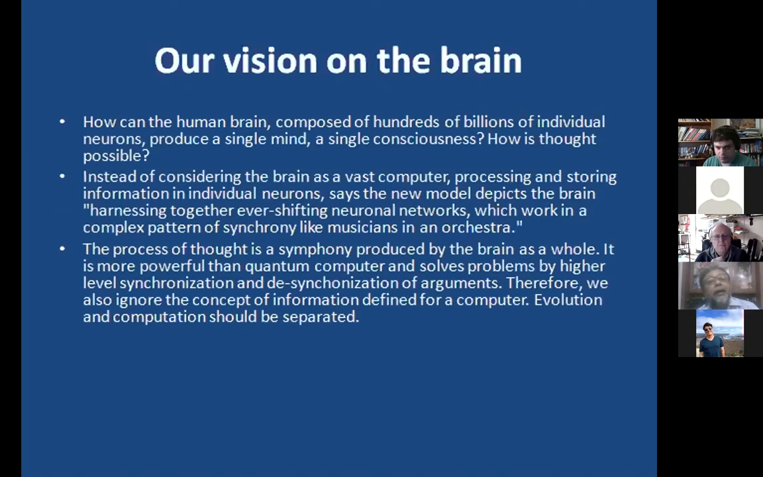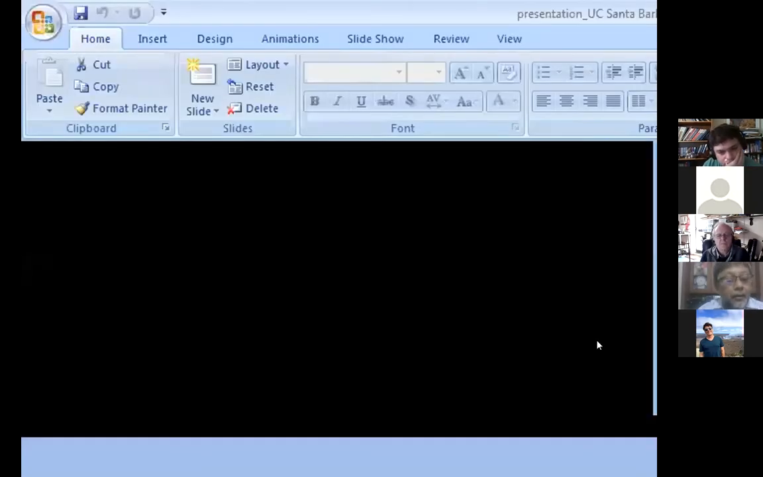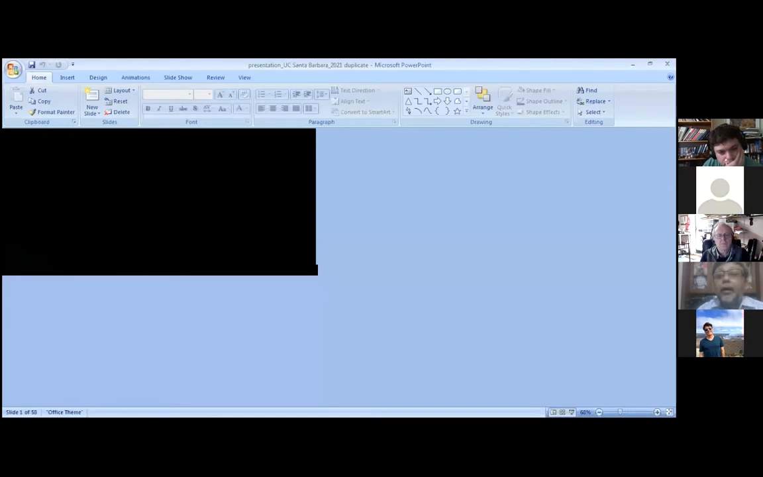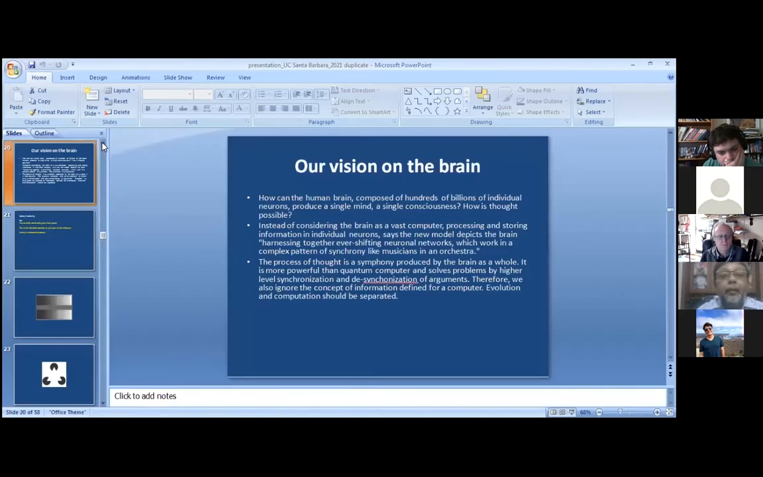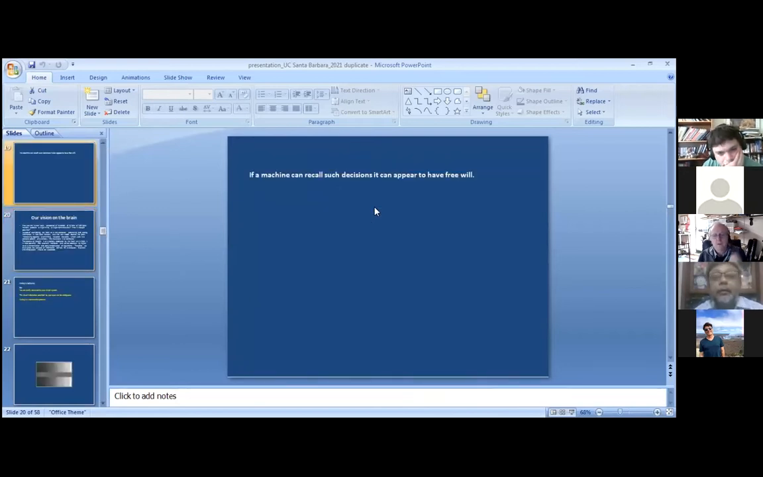So our vision on the brain, because before going into that, can I stop you there? Just go back to the previous slide. Just a minute. You said a very provocative thought, which was that if a machine can recall the past, it may have free will. This one, yes. If a machine can recall its own decision, can you just explain what you mean by that?